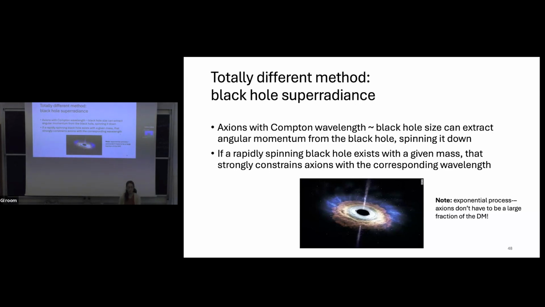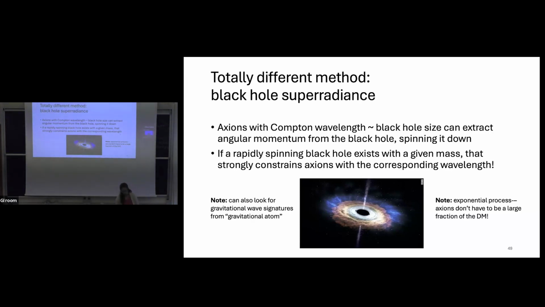So basically what you can do is go out and do a survey of the different black holes that you can find. And if there are black holes of a certain size that have spin, it means that there aren't axions that have the corresponding Compton wavelength. Because of this exponential process, you would expect all of those black holes to be spun down. So this is the relatively model independent picture.